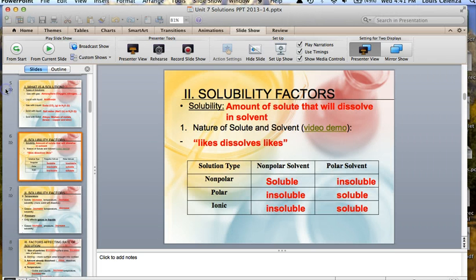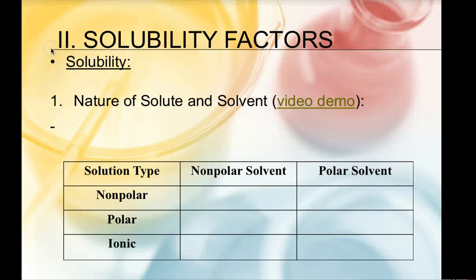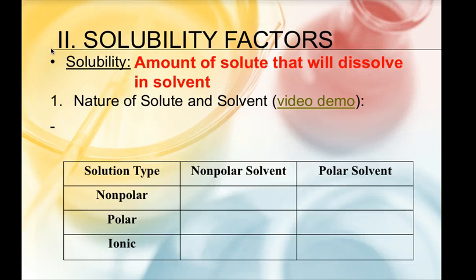Alright, so here we are with Unit 7, Lesson number 2, and we're going to look at two things: solubility and the factors that affect solubility. So let's take a look first at the term solubility.